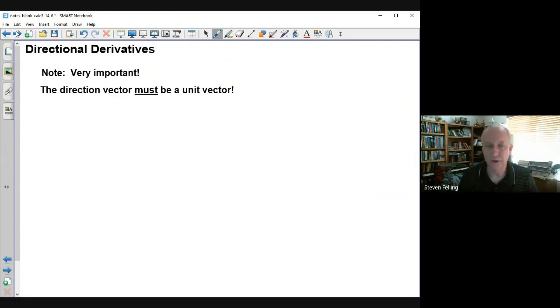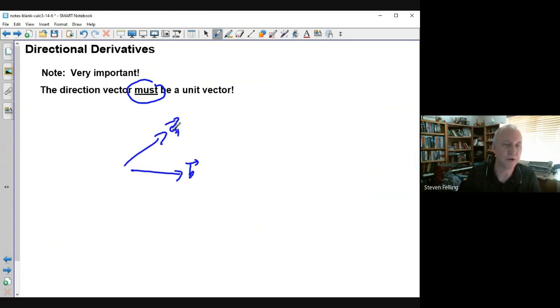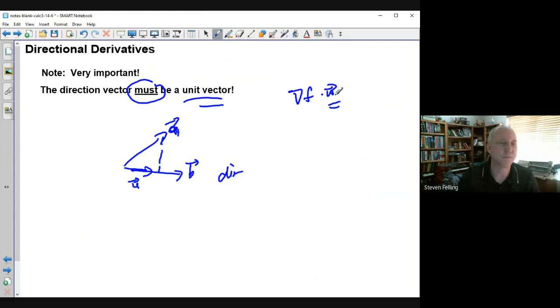Okay, super important, the direction vector has to be a unit vector, otherwise the calculation is messed up. It's because when we have a dot b, I have to project one thing onto the other, whichever one is setting the direction, and that one has to be turned into a unit vector. Otherwise, we don't have a meaningful projection number. So you have to have a unit vector in the direction, and then take the gradient dot that unit vector. But this has to be a unit vector. Okay.